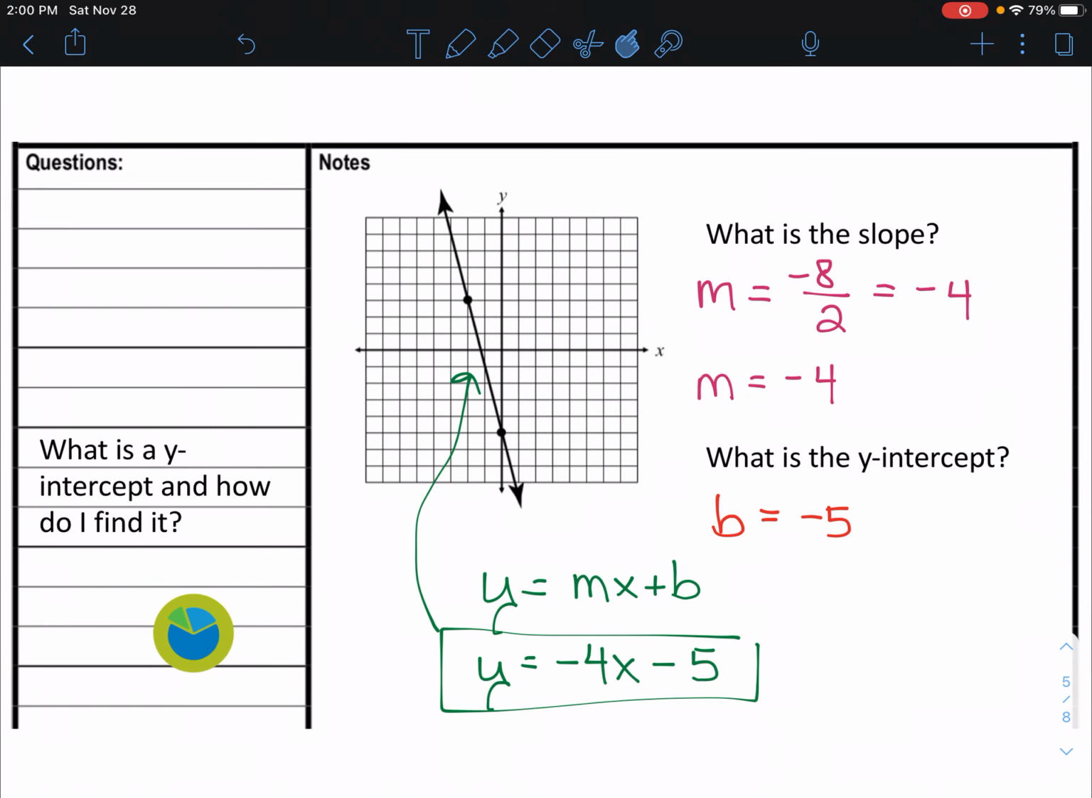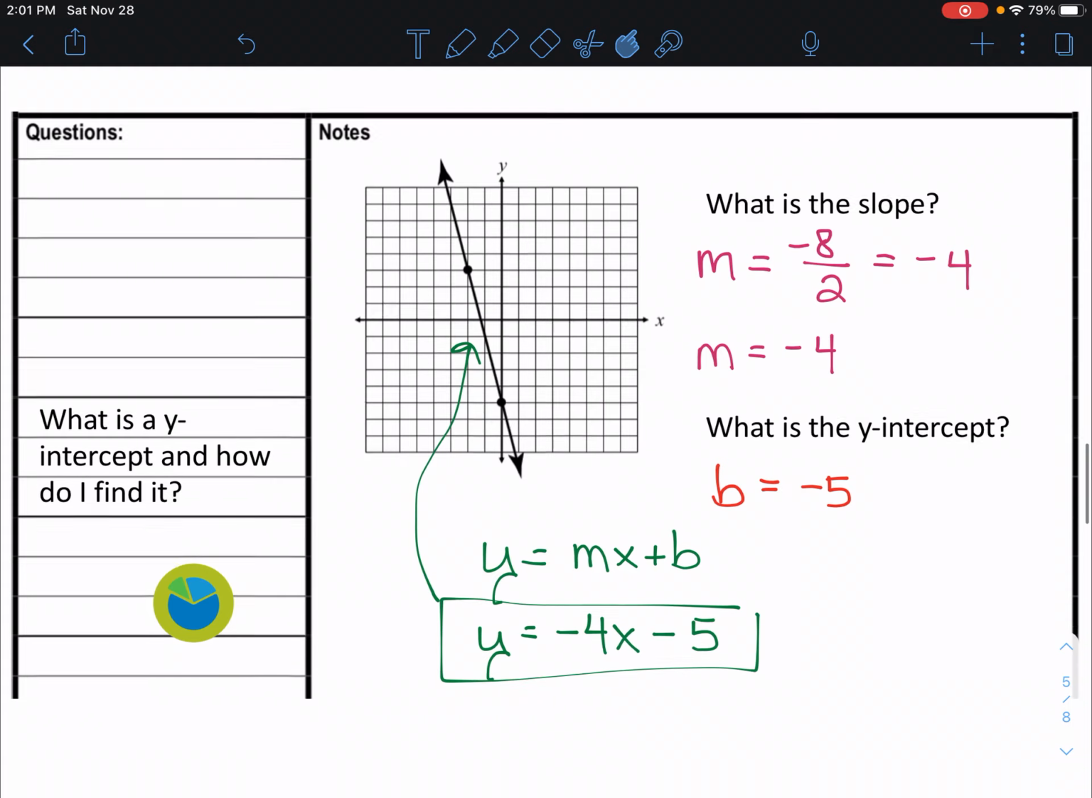So hopefully now you understand how to find the y-intercept and then put it together to write an equation in slope-intercept form, or y equals mx plus b. Okay, let's try a couple.